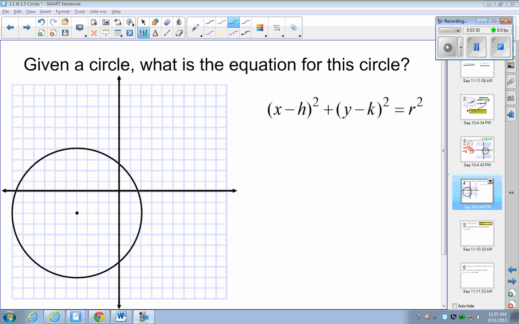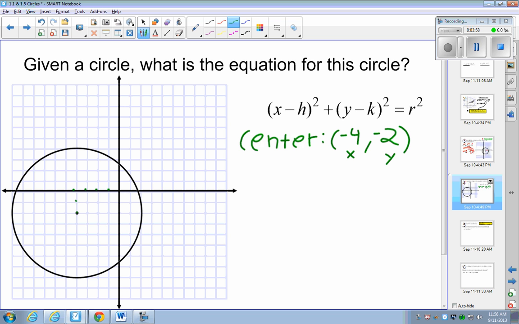Now let's do the exact opposite in this one. Given a circle, what is the equation for it? So here, let's find what our center is. So here we go, 1, 2, 3, 4. We go to the left 4 and down 2. So our center is going to be -4 comma -2. Where -4 is going to be our x coordinate, -2 is going to be our y coordinate. And so we know h is paired up with x, so h is equal to -4, and k is equal to -2.